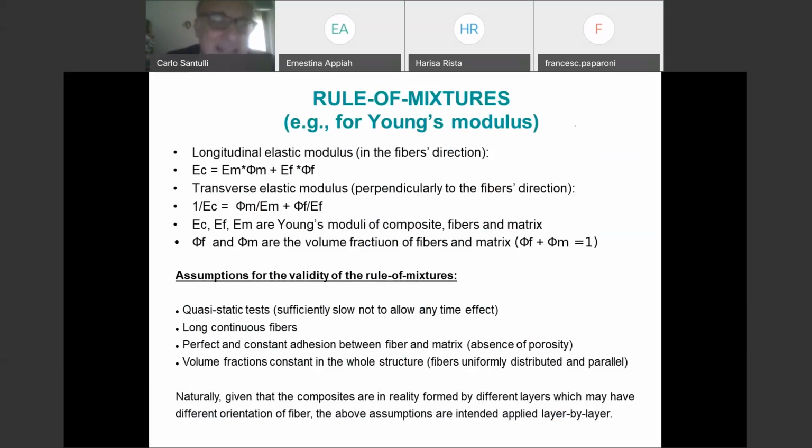The idea is that the composite materials behave according to the amount of the matrix and the fiber, amounts which are calculated in volume fraction. Having said that, the rule of mixtures works making a large number of assumptions.